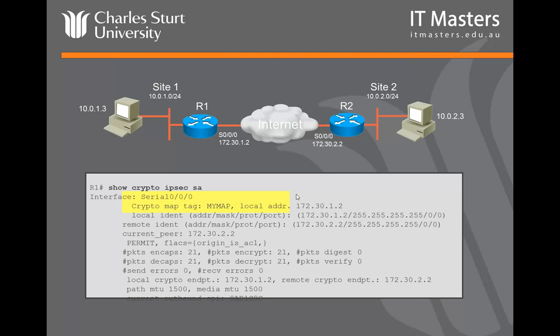So we can see here, local address 172.30.1.2, and we're sending to our remote identity, our remote peer 172.30.2.2. The current peer is router 2 as we've seen. Packets encapsulated, 21. Packets encrypted, 21. Packets de-encapsulated, packets decrypted, 21. So it's showing that there's traffic going out. So that would look good. And if you match that up with a similar command on router 2, you'll get a good idea of what's actually going on.